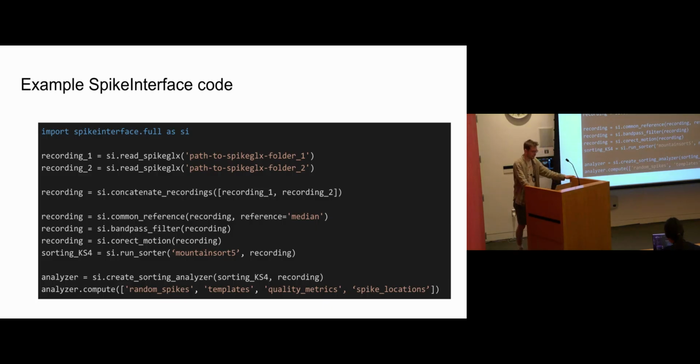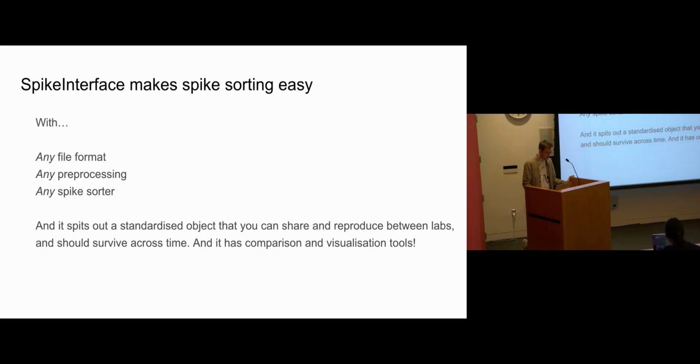But the point of this is, with SpikeInterface, spike sorting should be easy, and it should be easy with any file format you have, any preprocessing steps you want to do, and any spike sorter you want to run. And in the end, it spits out a standardized object that you can share between labs. We're trying hard to make sure that this object will survive across time, that you can open it in 10 years' time. And also there's a bunch of comparison and visualization tools built on top of it.